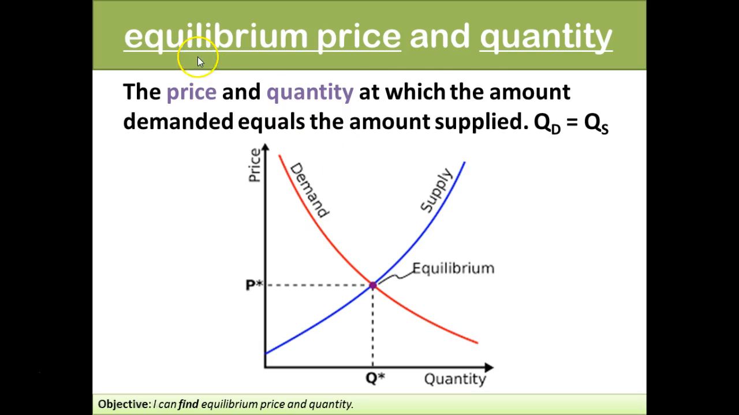And they do that by finding equilibrium price and quantity, and that's the price and quantity at which the amount demanded equals the amount supplied. So Q sub D equals Q sub S, and we can find that where the two lines or curves intersect. That is your equilibrium point. That's where everything is balanced, and so we can identify our equilibrium price and quantity by going to the X and Y axis.